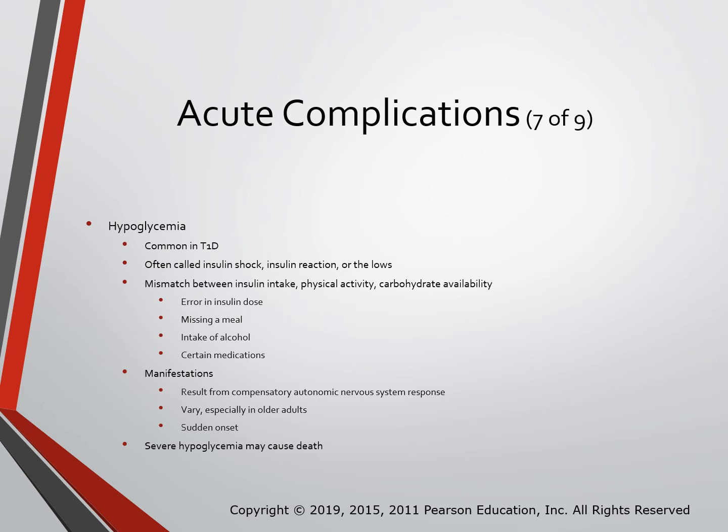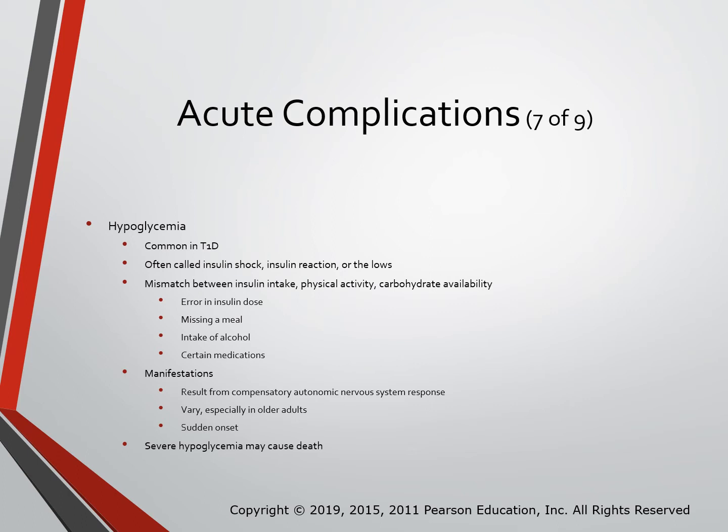Hypoglycemia results primarily from a mismatch between insulin intake, an error in insulin dose, physical activity, carbohydrate availability, omitting a meal, the intake of alcohol, and drugs such as chloramphenicol, sodium warfarin or Coumadin, monoamine oxidase inhibitors or MAOIs, probenecid, salicylates like aspirin, and sulfonamides. All of these drugs can cause hypoglycemia.